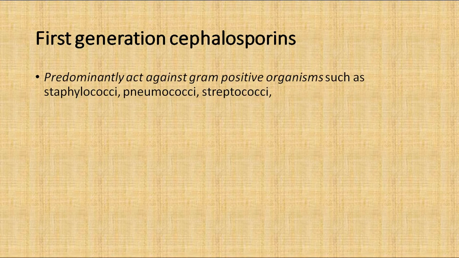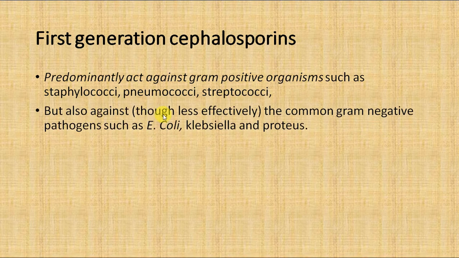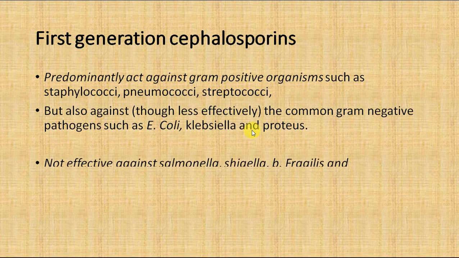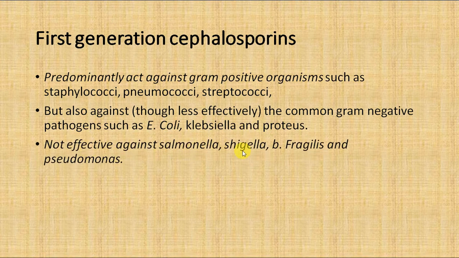First generation cephalosporins predominantly act against gram positive organisms such as Staphylococcus, Pneumococcus and Streptococcus, but they are also less effectively active against common gram negative organisms such as E. coli, Klebsiella and Proteus, but they are not effective against Salmonella, Shigella or Pseudomonas. So what we can see over here, they are active against gram positive, less active against gram negative and not active against Salmonella, Shigella, Pseudomonas, like these serious infections.